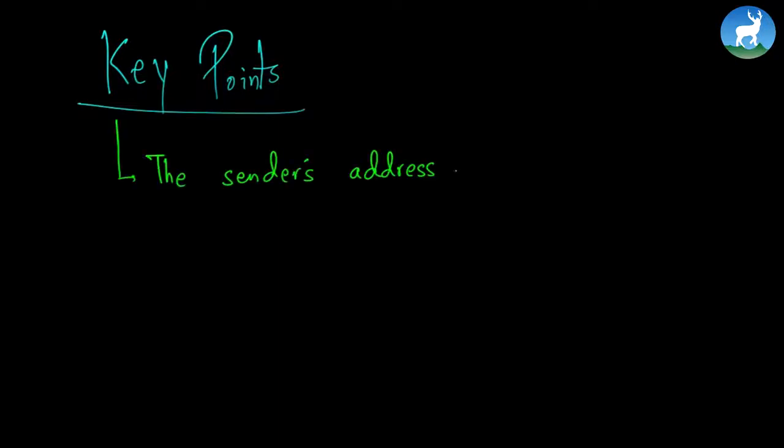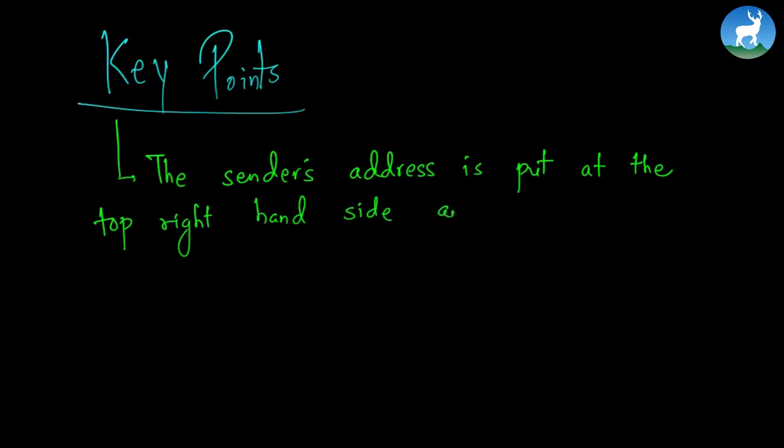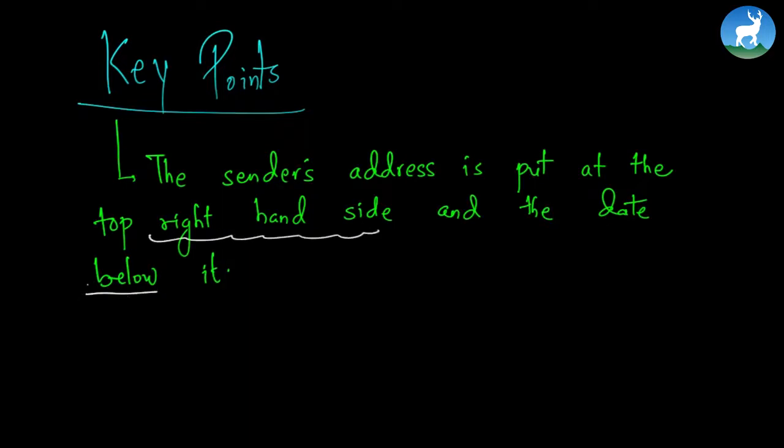Let me talk a bit about some of the key points that should be kept in mind while writing an informal letter. The sender's address is put at the top right hand side and the date below it. Never ever forget this. First we write the address, then we write the date. We don't write the date and then the address, right? The address comes on top and after that comes the date.